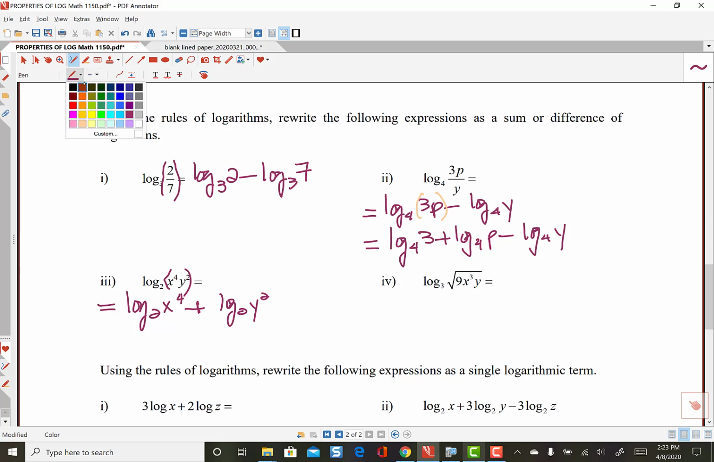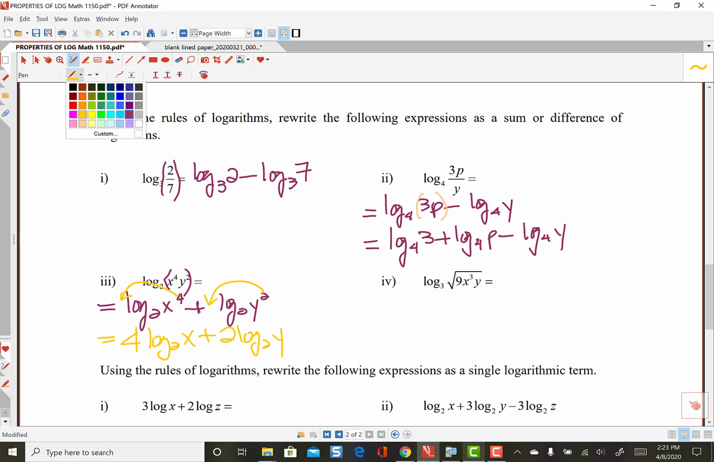Now, these things have exponents on them. We are going to take this and shift that out in front, so that I would have 4 times the log base 2 of x plus 2 times the log base 2 of y. We're not solving an equation, we're just expanding these log expressions here.